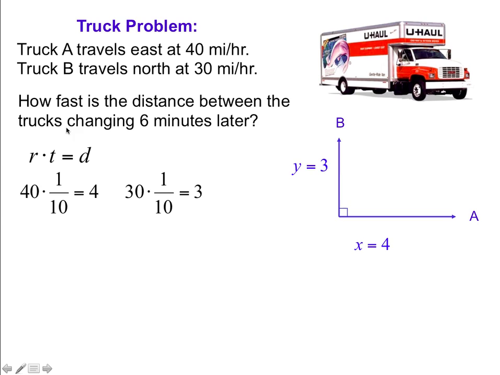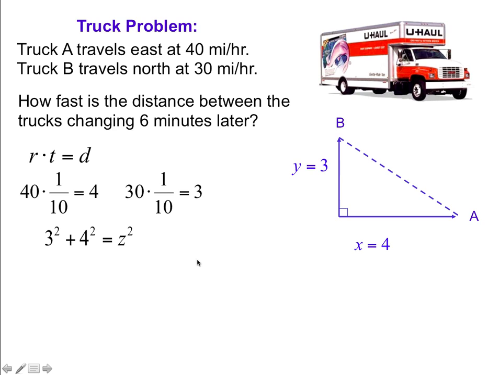And the question, how fast is the distance between the trucks changing? If the two trucks are here and here, then the distance between the trucks is that, which happens to be the hypotenuse of this triangle. And as this truck continues to move north, and as this truck continues to move east, this hypotenuse is going to continue to get longer. And so we're being asked for the rate of change of that hypotenuse.